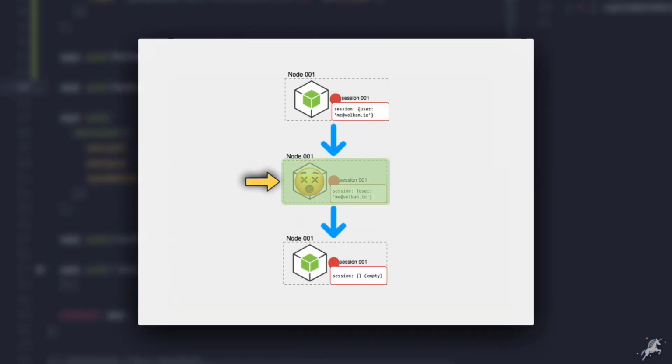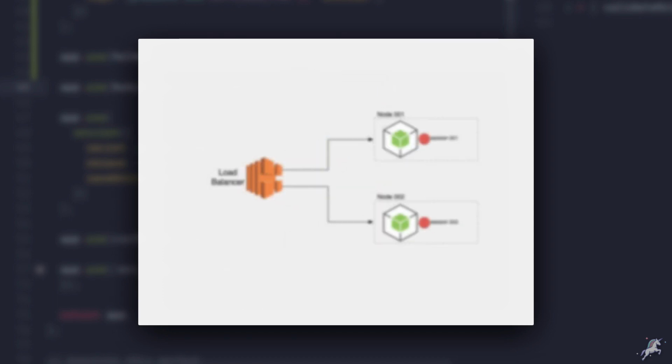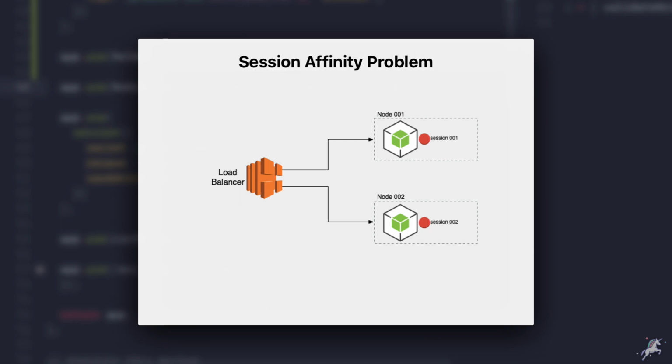Now let's focus our attention to this session middleware. Since this is an in-memory session, if our application crashes for any reason, we'll lose all of our session data. And also if you have more than one server behind a load balancer, and if you use an in-memory session store, then you'll have what's called a session affinity problem.